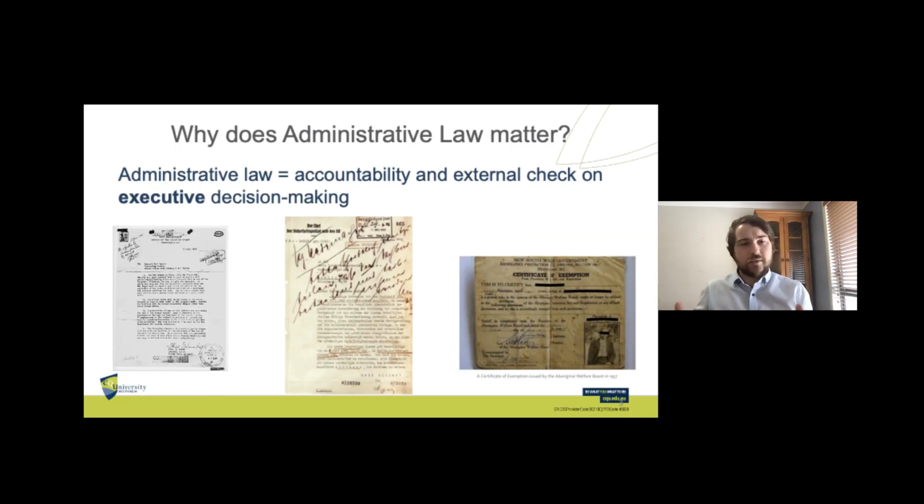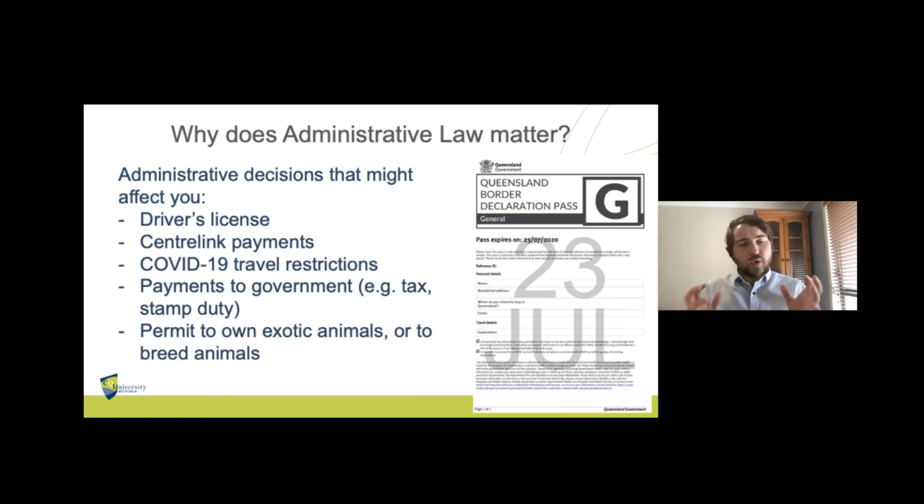And so these are three really extreme examples, but I think what they highlight is the sheer scope of power that executive governments can wield and the way in which administrative decisions can have a tremendous impact on the lives of citizens. To bring it a bit closer to home, some more mundane administrative decisions that might affect your lives include the issuing of a driver's license. That's an executive decision. Department of Transport or Main Roads decides whether you can drive around legally or not.